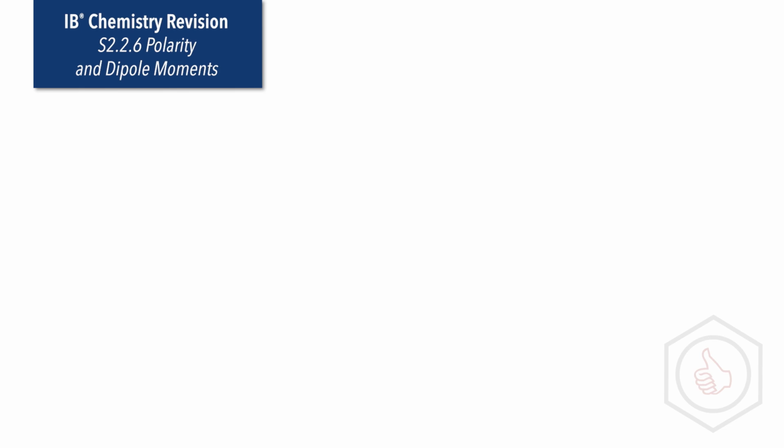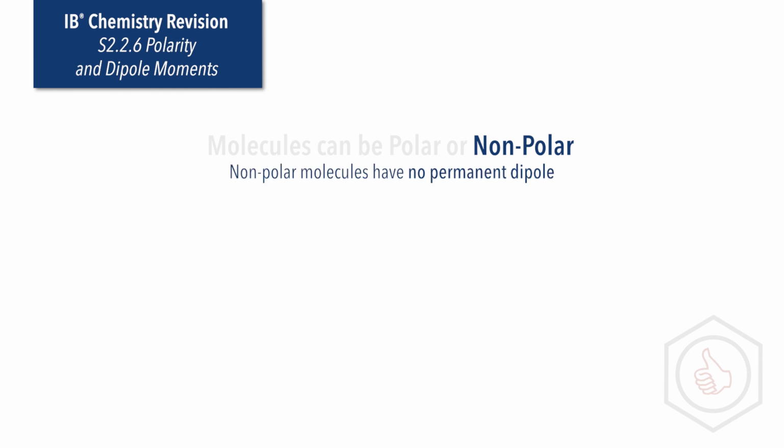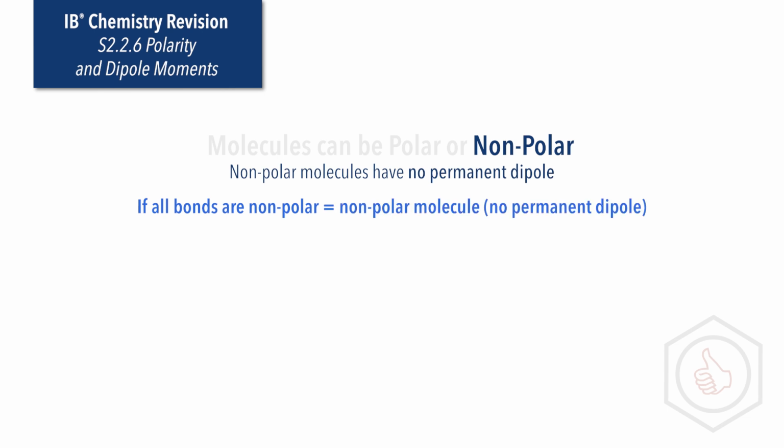A molecule can be polar or nonpolar depending on whether it contains polar bonds and the molecule's symmetry. Nonpolar molecules have no permanent dipole. Now, if all covalent bonds in a molecule are nonpolar, then the molecule itself will be nonpolar. There'll be no permanent dipole. But sometimes molecules can contain polar bonds but still be nonpolar overall because they have no permanent dipole.